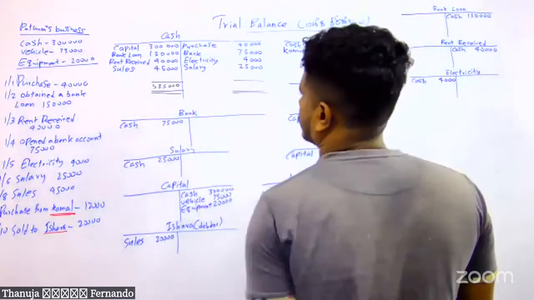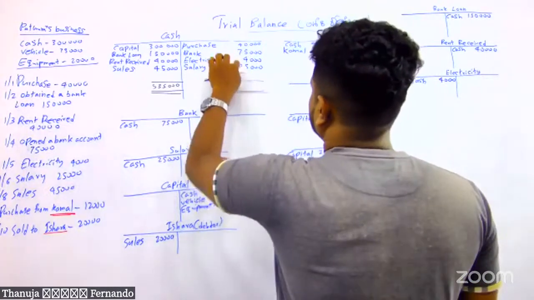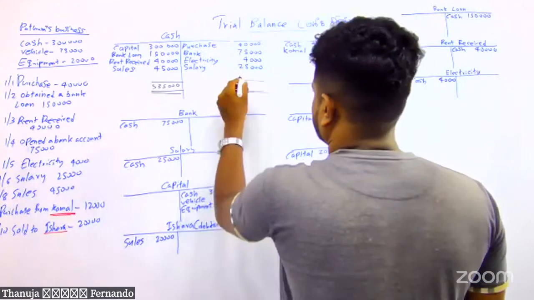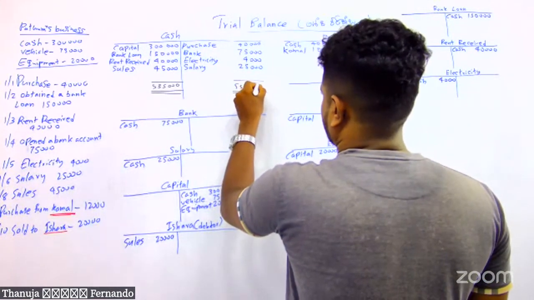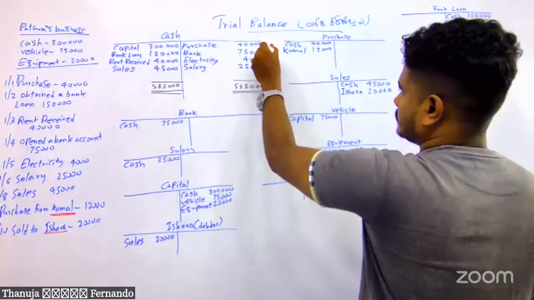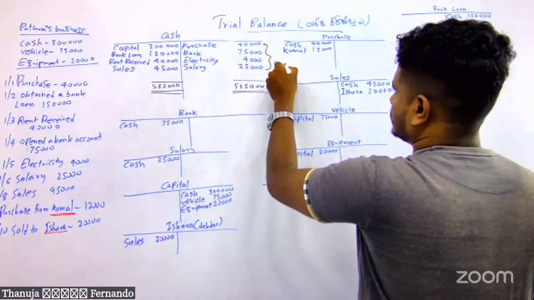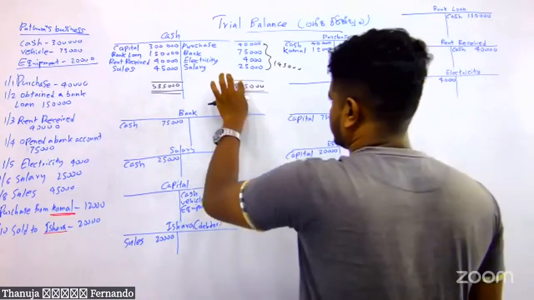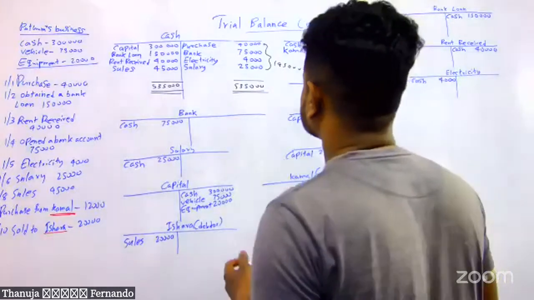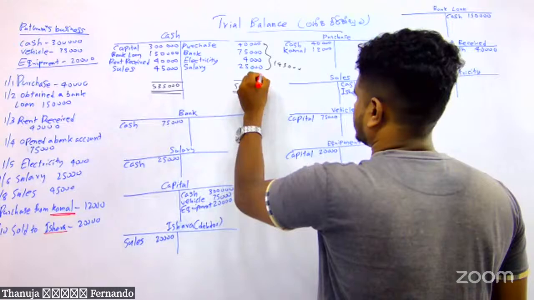100,000, 145,000, right? Then answer is 300. And when we deduct 145,000 from 535,000, the balance is 390,000, right?